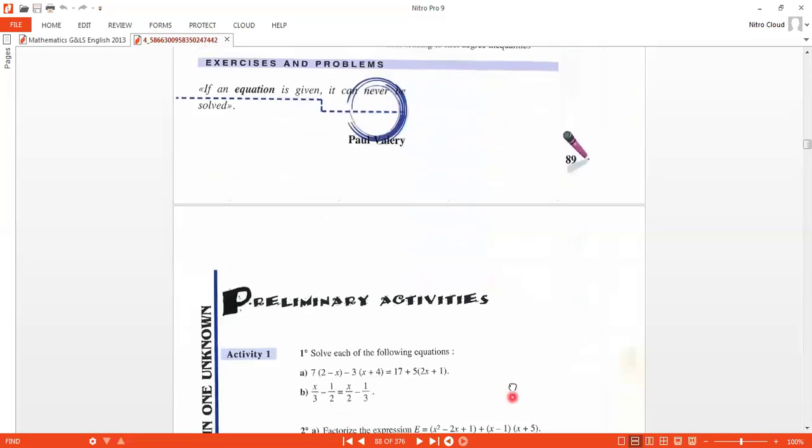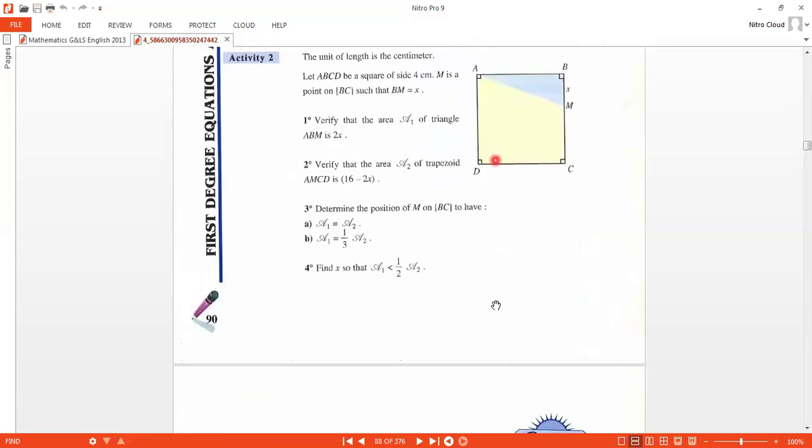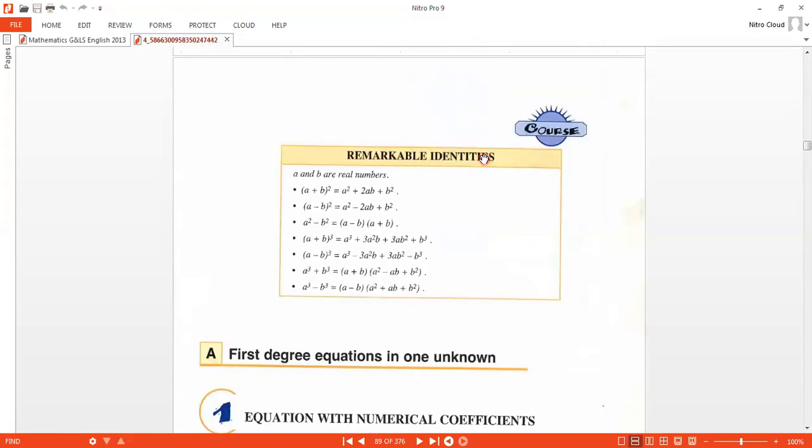As I said, first we talk about how to solve a first degree equation. Before starting, let us remember together the remarkable identities that we learned last year. They are the first three. The others, of course, you can study them because they make calculation easier for you.